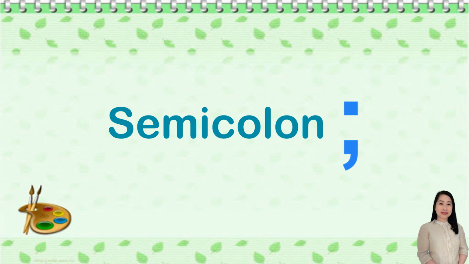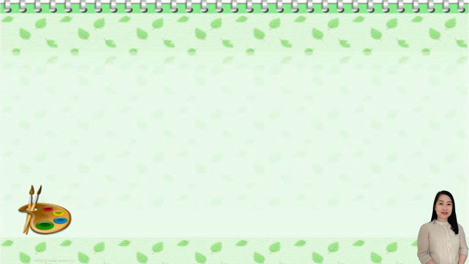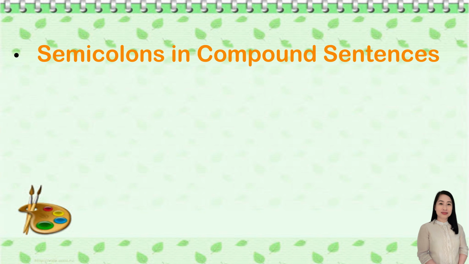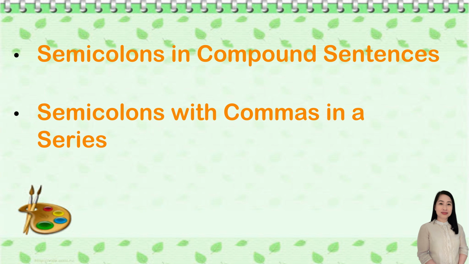A semicolon is a part period and a part comma. Like a period, it separates complete thoughts. Like a comma, it separates items in a series. For today, we'll be discussing when to use semicolons in compound sentences and semicolons with commas in a series.